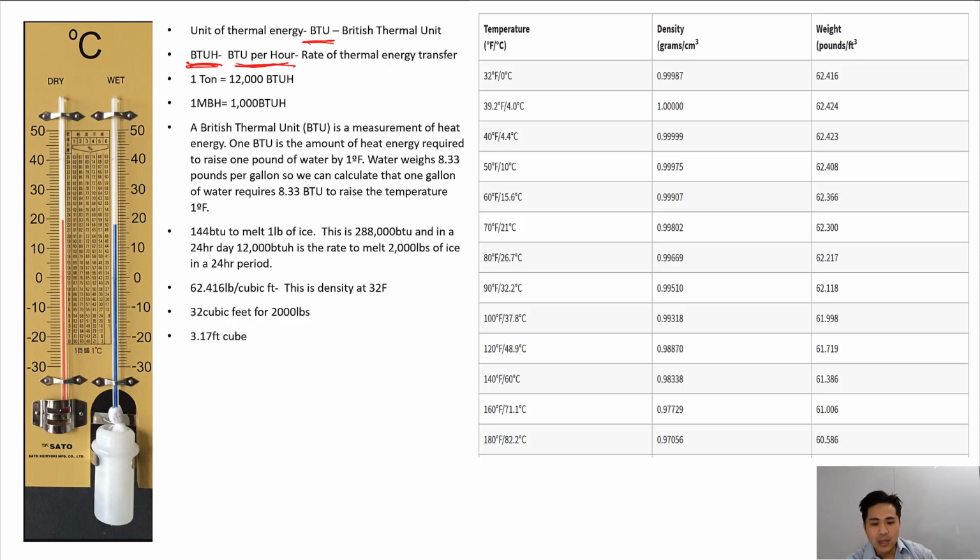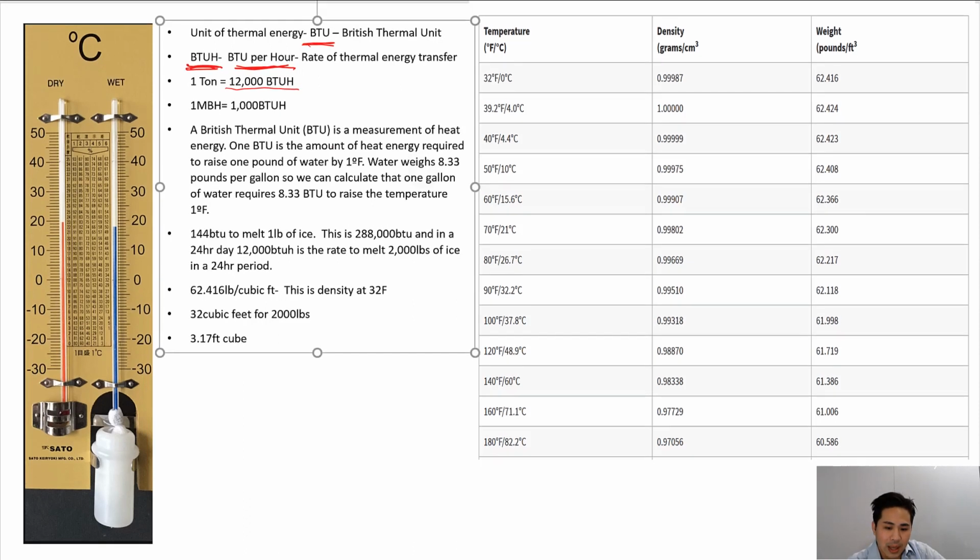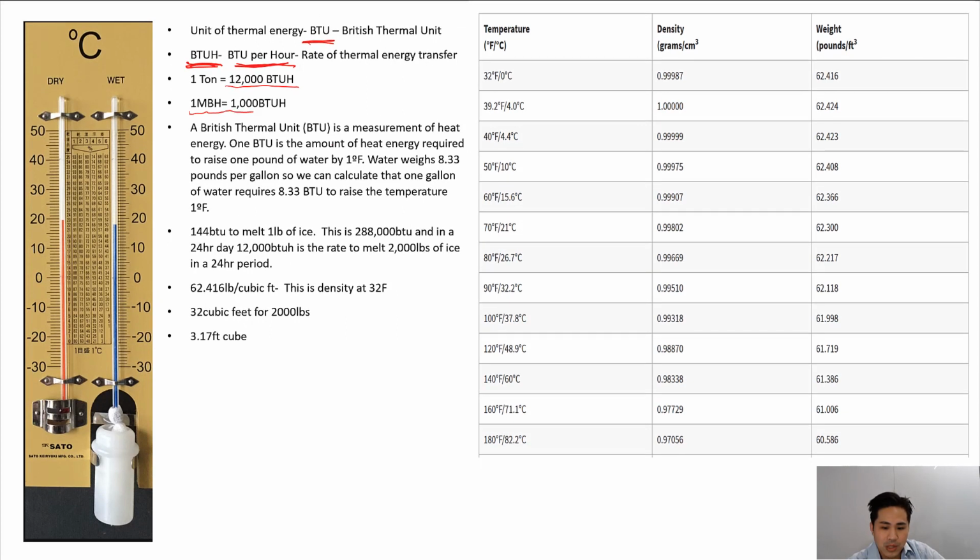Another term, which is probably very common to hear, is 1 ton, which is the equivalent of 12,000 BTUs per hour. And another common term that is used is 1 MBH, which is equivalent to 1,000 BTUs per hour.